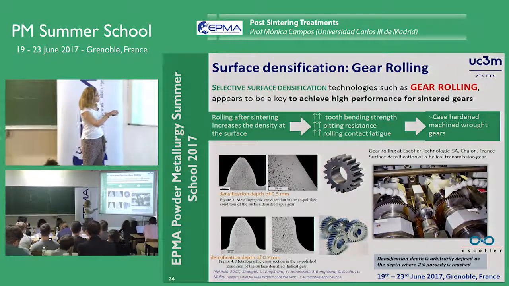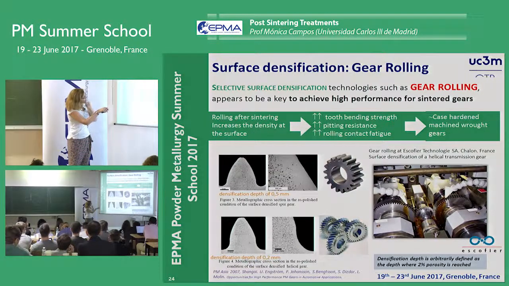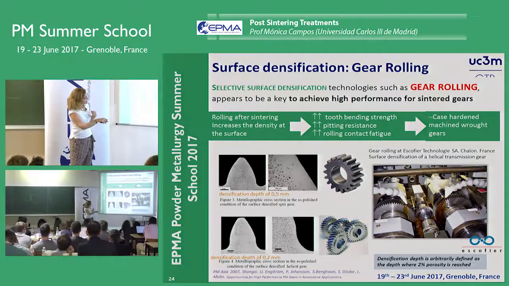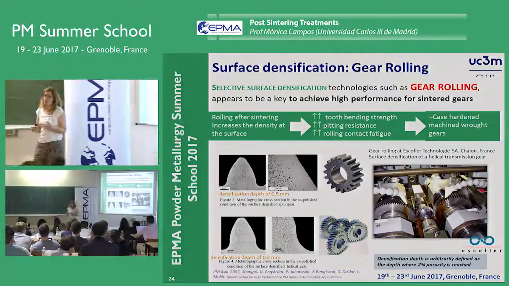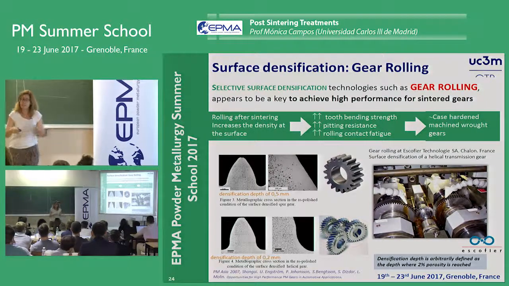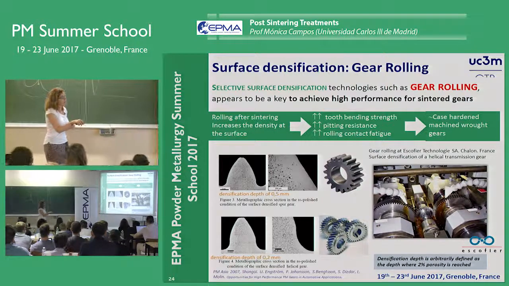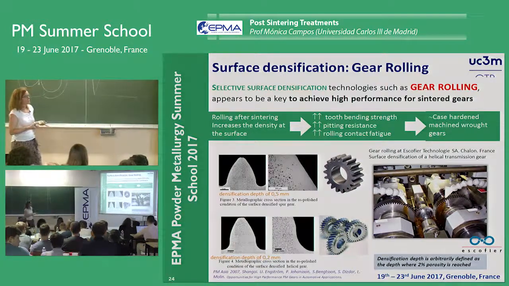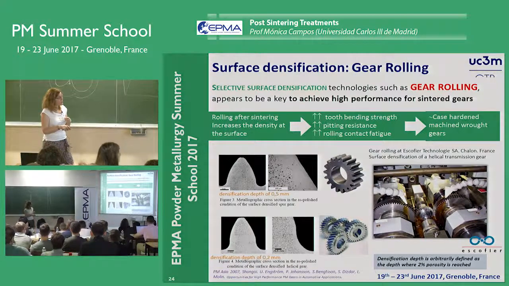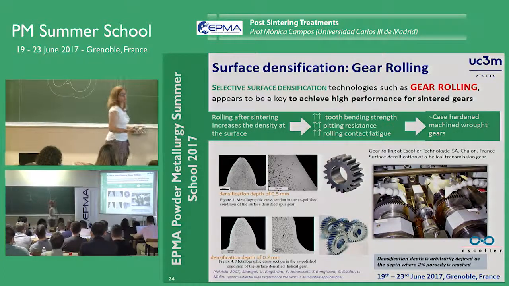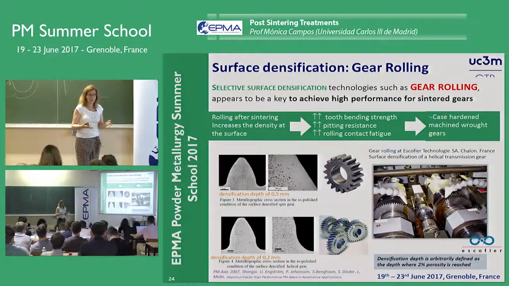We can control the densification depth. In that case, it was about 0.5 millimeter. In that case, it was 0.2 millimeters, depending on the pressure and the sliding distance that we apply to the gear while rolling. We are going to increase the tooth bending strength. We are going to increase the pitting resistance and the rolling contact fatigue. In that case, we are also going to increase the life of this component because normally this component has lubricant in the regular working conditions.